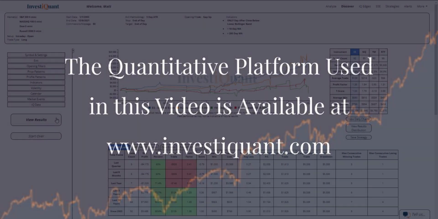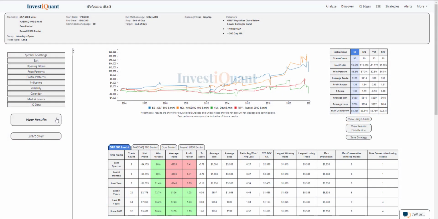All right, here we go. These are the results based upon entering the market long at 9:30 a.m. Eastern Time, exiting at 4:15 p.m. Eastern Time, when the prior session closes below the lower Bollinger Band, it is below a 10-day simple moving average and above a 200-day simple moving average, followed by a gap up. Historically, we've got 92 samples of this dating back to 2003 for the S&P. There are 89 in the NASDAQ, 80 in the Dow, 95 in the Russell.